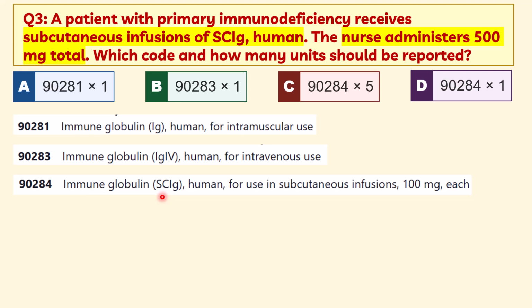90284 is immune globulin SCIG human. That is subcutaneous infusion. SC means subcutaneous immunoglobulin, 100 mg each. So in our case it is 500. So for 500 you have to multiply by 5. So the correct answer will be answer C.